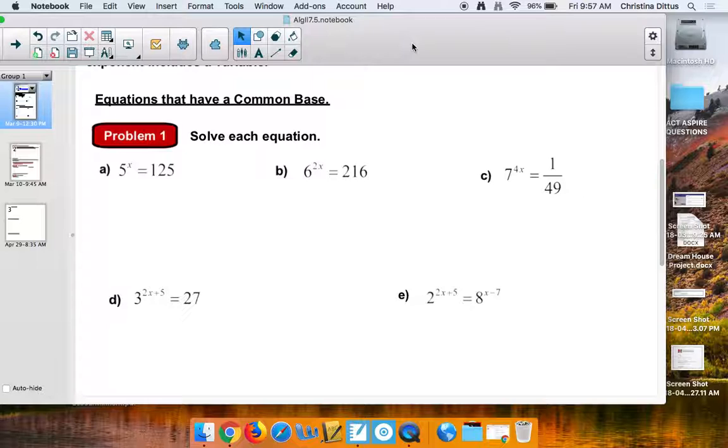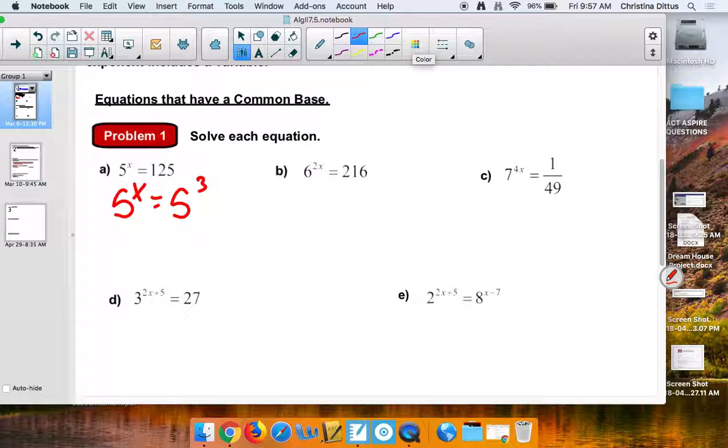Okay, what we're gonna start with today is when we have common bases. Common bases make everything easier. So in my first one, I have 5 to the x power equals 125. How can I write 125 as a power of 5 so that they have the same base? 5 to the third. So I'm going to write 5 to the x equals 5 to the third. Guesses on what x equals? 3. Once you have a common base, all you're doing is setting our exponents equal. Okay, kind of like we've been doing.